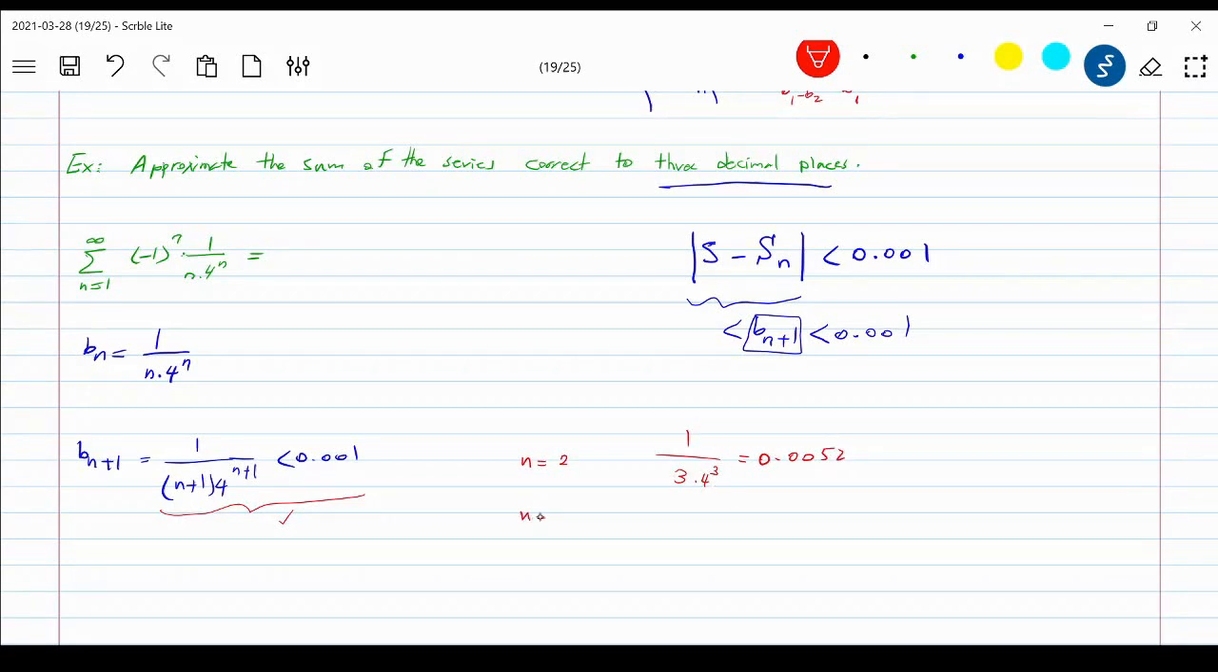So if I let n equal 3, because I want this number to be less than 0.001, I can pick a different one. Next number, n equals 3. What I get is 1 divided by 4 times 4 to the power 4.